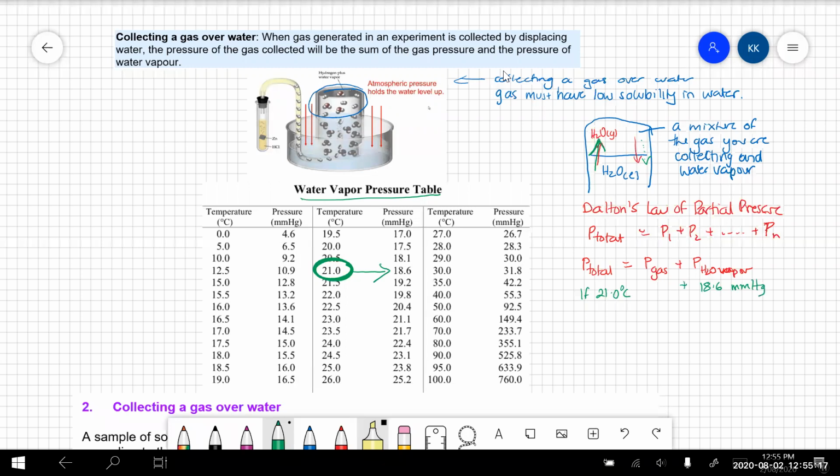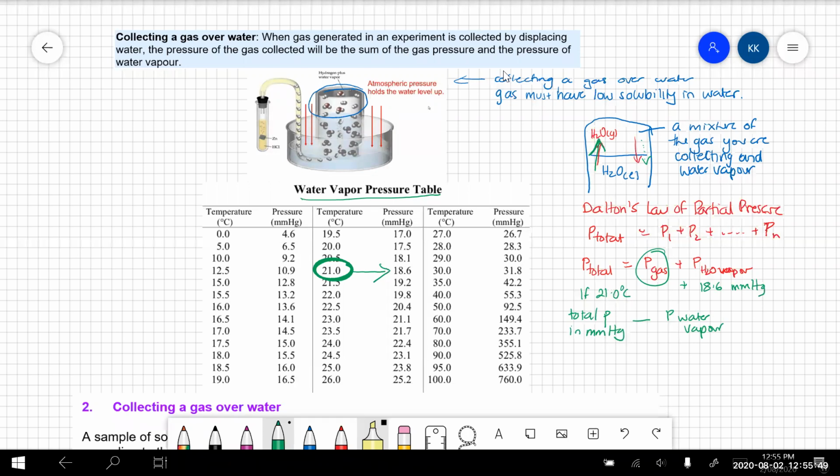So if you have your total pressure in millimeters of mercury, to get the actual pressure of your gas, you're going to need to subtract the pressure of the water vapor. So it's important to know what temperature your water's at, so you know how much of the pressure you're reading is actually the pressure of the water vapor.